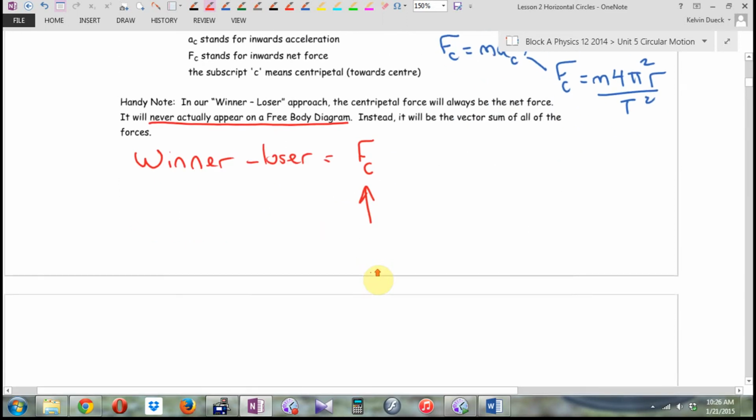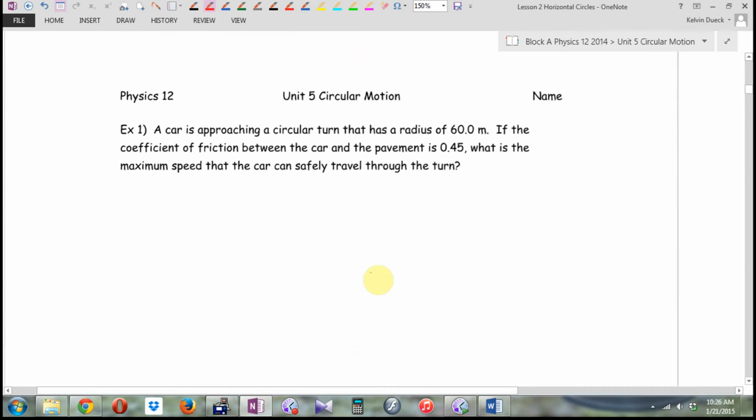Let me show you what I mean. A car is approaching a circular turn that has a radius of 60 meters. If the coefficient of friction between the car and the pavement is 0.45, what's the maximum speed that the car can safely travel through the turn? I like this question. Also, it's a useful question, too. If you've seen, when you're driving and approaching a corner, a speed sign showing a lower limit, this is how they calculate it.